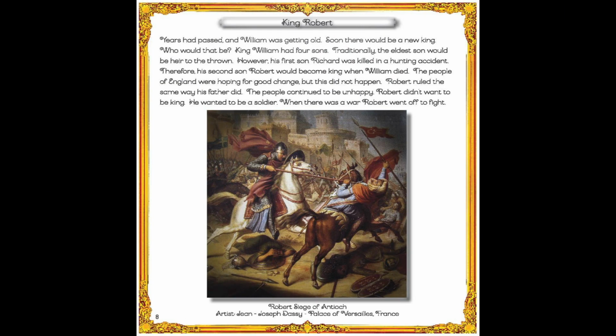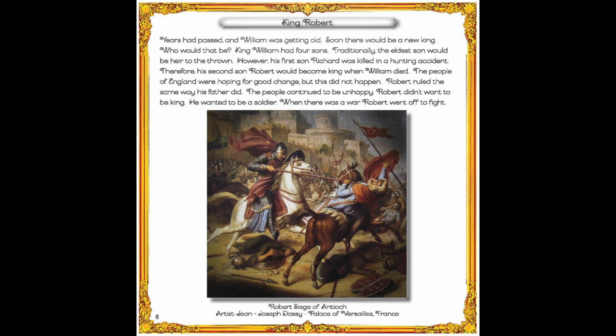Years passed and William was getting old. Soon there would be a new king. Who would that be? King William had 4 sons. Traditionally, the eldest son would be heir to the throne. However, his first son Richard was killed in a hunting accident. Therefore, his second son Robert would become king when William died. The people of England were hoping for good change, but this did not happen. Robert ruled the same way his father did. The people continued to be unhappy.